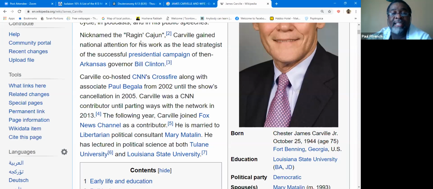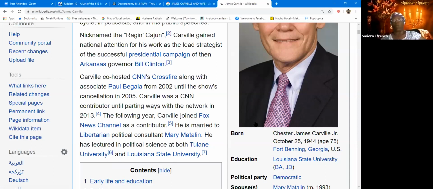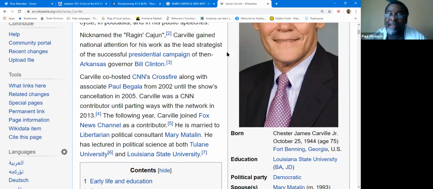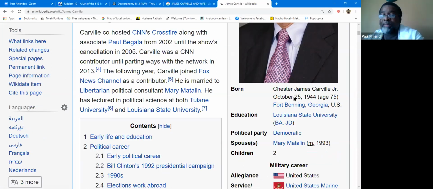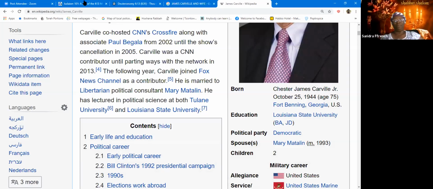James Carville gained national attention for his work as lead strategist for the successful presidential campaign of then Arkansas Governor Bill Clinton. He continued and did work for Obama also, and many other Democrats, while his wife is doing the opposite. The two are opposites, yet still they have been married since 1993. No plans for any divorce, I have heard, everything is going good, they love each other.